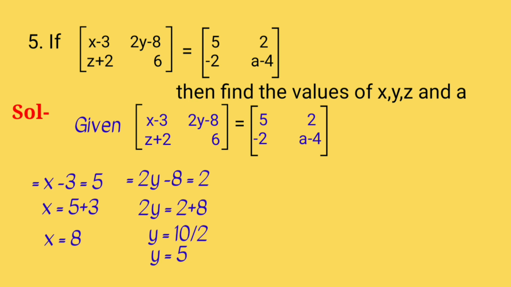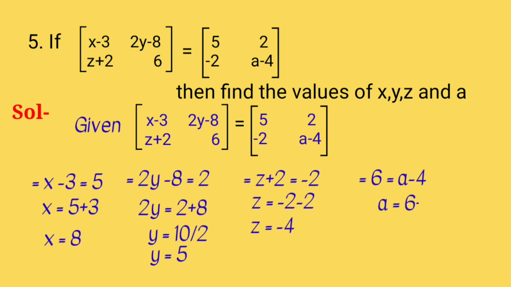And z plus 2 is equal to minus 2. Z is equal to minus 2 minus 2, taking plus 2 to the other side. So z is equal to minus 4. And 6 is equal to a minus 4. So a is equal to 6 plus 4, taking minus 4 to the left-hand side, so it becomes positive. So a is equal to 10. That's it. End of this bit.